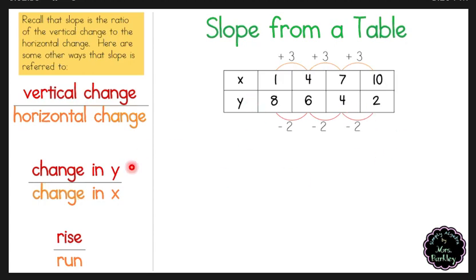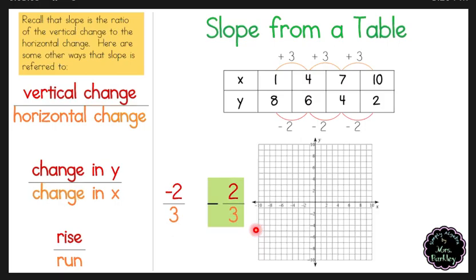So if we think about our relationship between our x and our y values as our change in y, so what happens with our y values? Well, our change in y would be that we are subtracting 2 compared to adding 3. So we can write our change in y as being negative 2 compared to that positive 3, which would be the same as just negative 2/3. So we can leave that as our slope, or that comparison from a table.